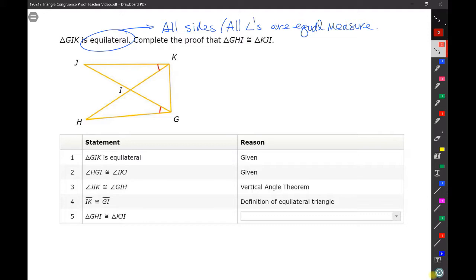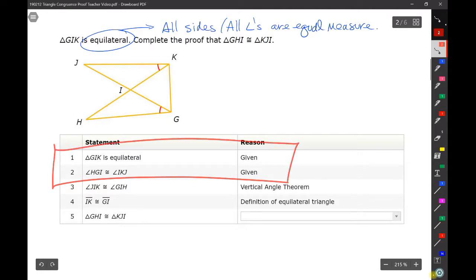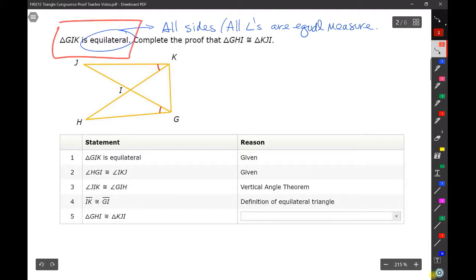All right, so let's take a look at how the proof is built. The first two pieces of information that they have us put in here are the givens. The first one comes right from the statement. The second one comes from the markings. See the markings? The second piece of information says angle HGI, this angle right here, is congruent to angle IKJ, and we know that because of the markings. So those two pieces of information are given. One's written, one's shown in the diagram, but they're both given.